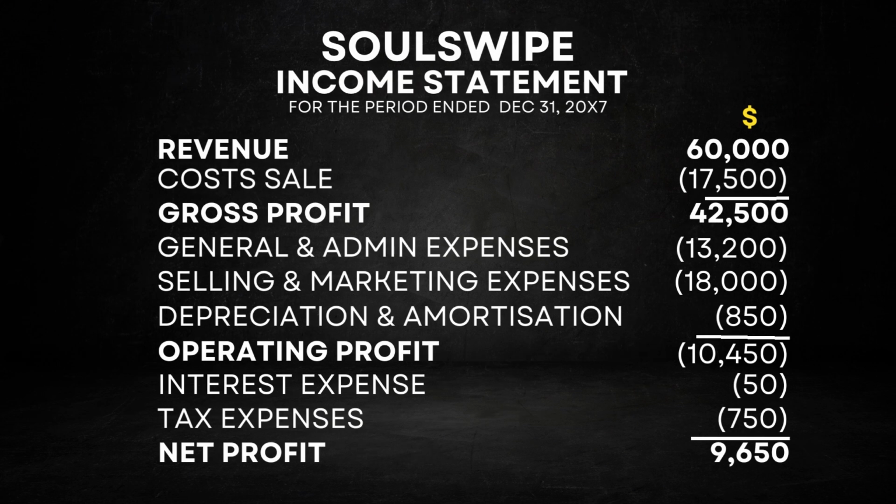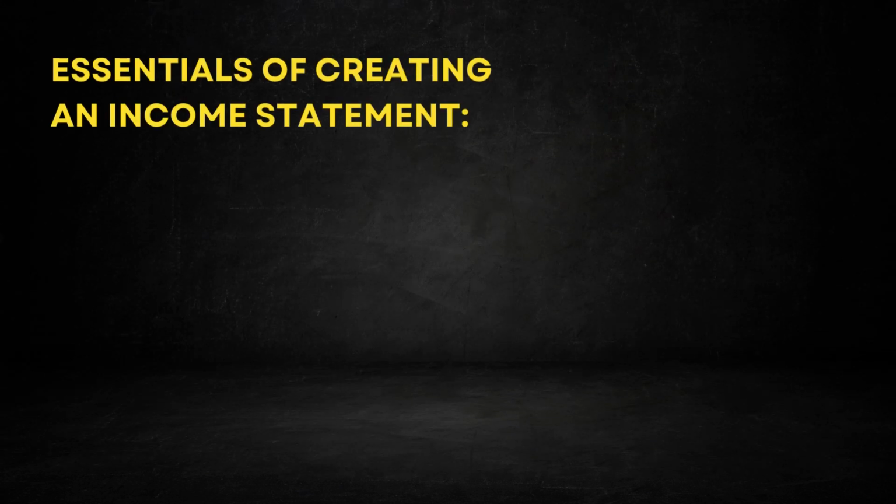Now, we take these categorized expenses from the adjusted trial balance and place them in the corresponding sections of the income statement. This gives us a revenue of $60 million, just like before. We subtract the cost of sales, which amounts to $17.5 million, to calculate a gross profit of $42.5 million. Then, we deduct the indirect operating costs to reach an operating profit of $10,450,000. Finally, we subtract the indirect non-operating costs, interest, and tax to determine SoulSwipe's net profit, which is $9,650,000.